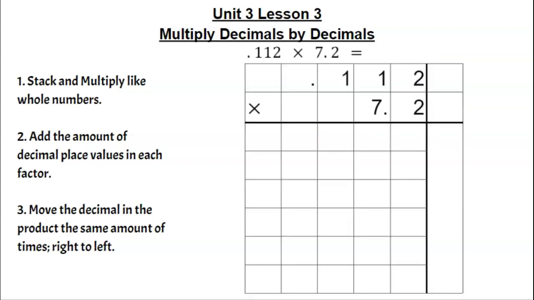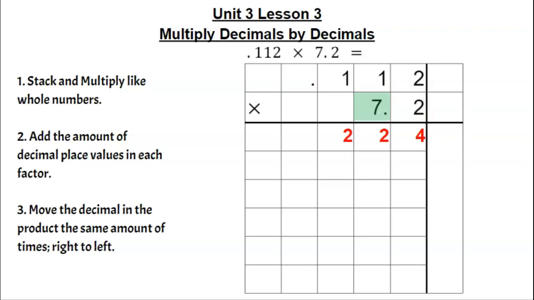Next, we have 112 thousandths times 7 and 2/10. Notice that when we stack the numbers, we did not line up our decimals. We just stacked them, and now we will multiply as if they are whole numbers. We start with our 2 in our first place value, so our answer will go in the first place value underneath it. So 2 times 2 is 4, 2 times 1 is 2, and 2 times 1 is 2.